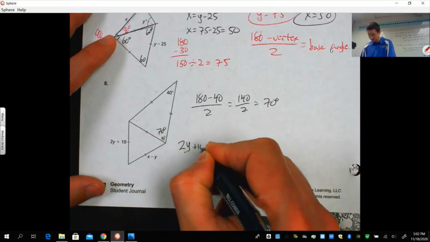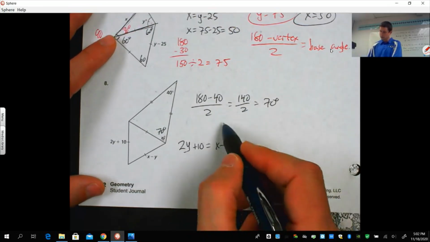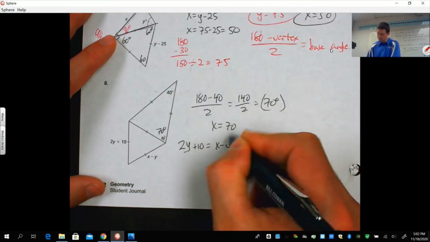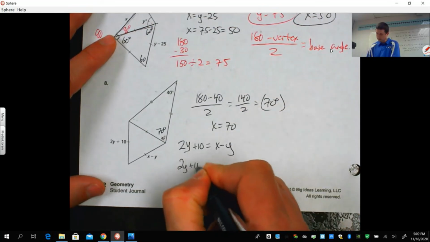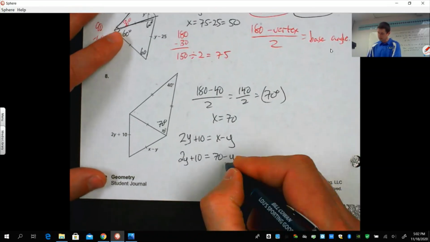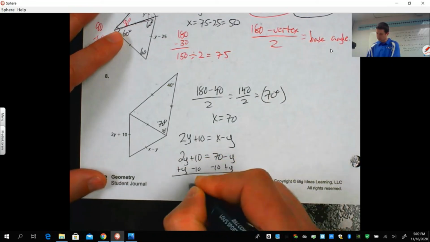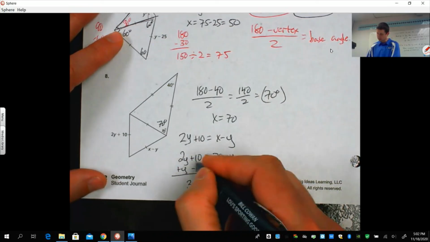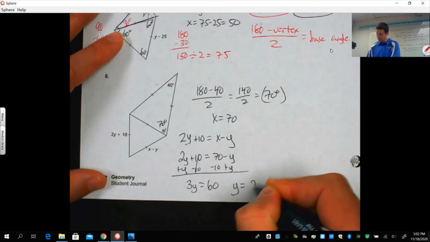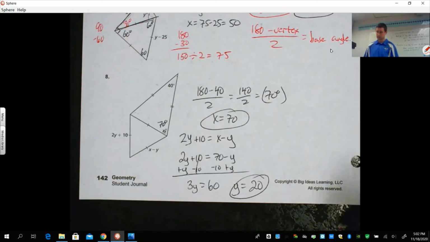2y plus 10 has to equal x minus y. We do know a number for x. Remember, x equals 70, so we can plug that in. 2y plus 10 equals 70 minus y. So let's solve for y. Get the y over. Go ahead and minus the 10. I get 3y. 2y plus 1y, that cancels. 70 minus 10 is 60. Divide by 3, you get y equals 20. So x is 70, y is 20.